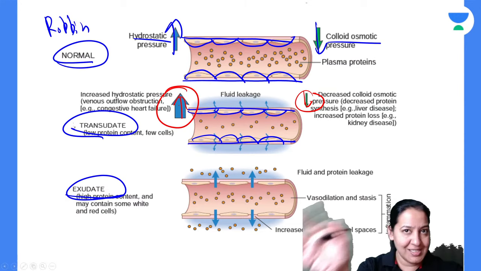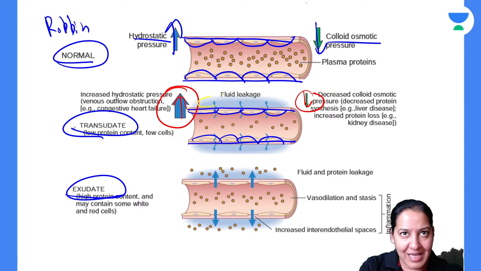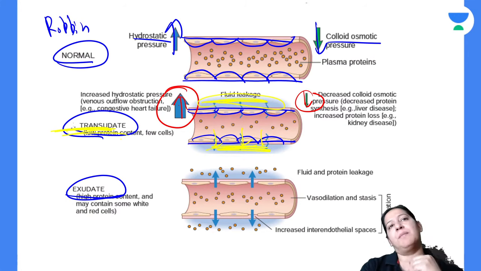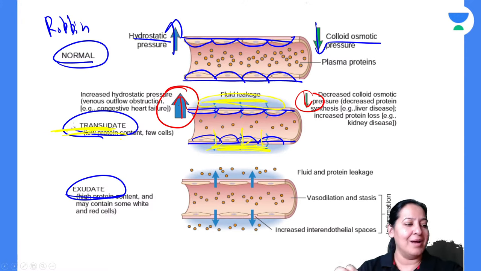See the background. Where is the background? I am asking about this background. Only fluid is coming out. See the arrows. Only fluid is coming out. So this edema is transudate. Now see the third diagram.